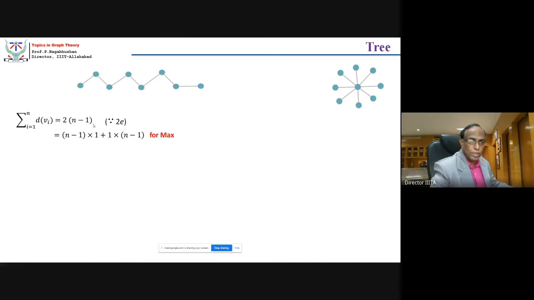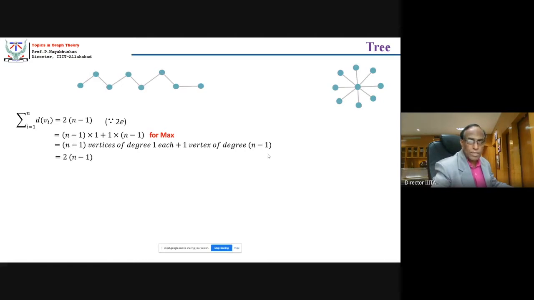So I can split 2 into n minus 1 as follows. This is for maximum. Please look here. I can do it as one vertex of degree n minus 1, and n minus 1 vertices of degree 1 each. So n minus 1 vertices of degree 1 each plus 1 vertex of degree n minus 1. This is for maximum. Okay, that is a starburst.